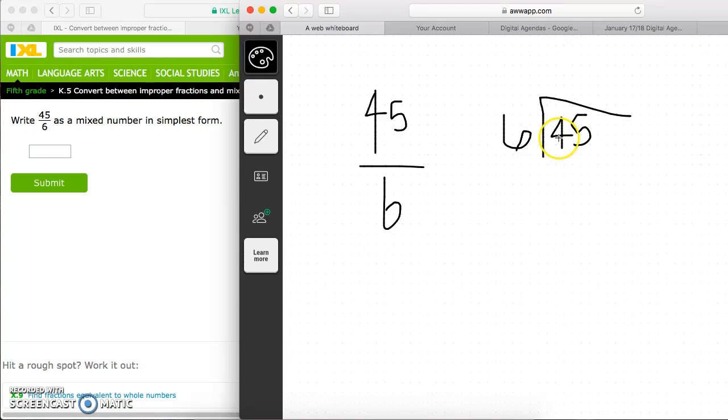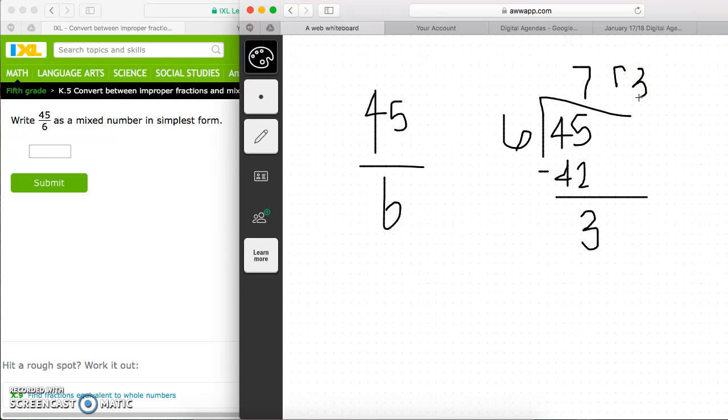I know 6 does not go into 4, so I'm going to move on. How many times does 6 go into 45? I know that it goes in 7 times. 6 times 7 is 42. Then I subtract. 45 minus 42 is 3. 6 cannot fit into 3, so I have a remainder here of 3.